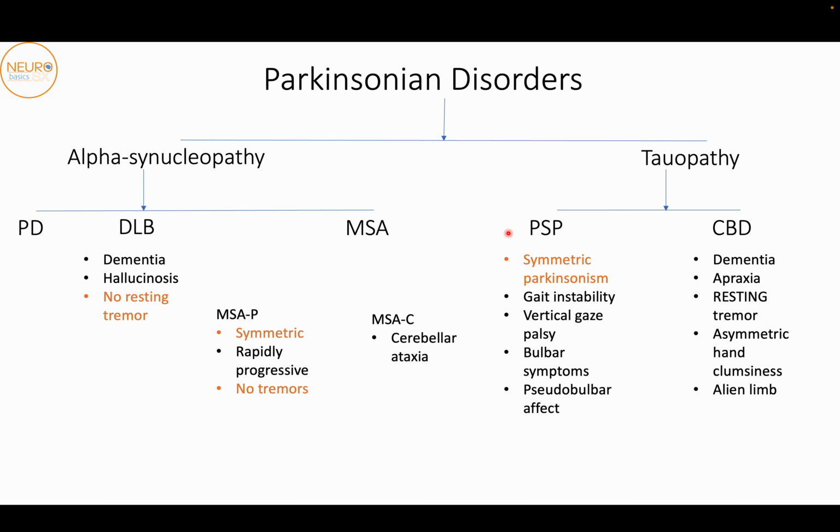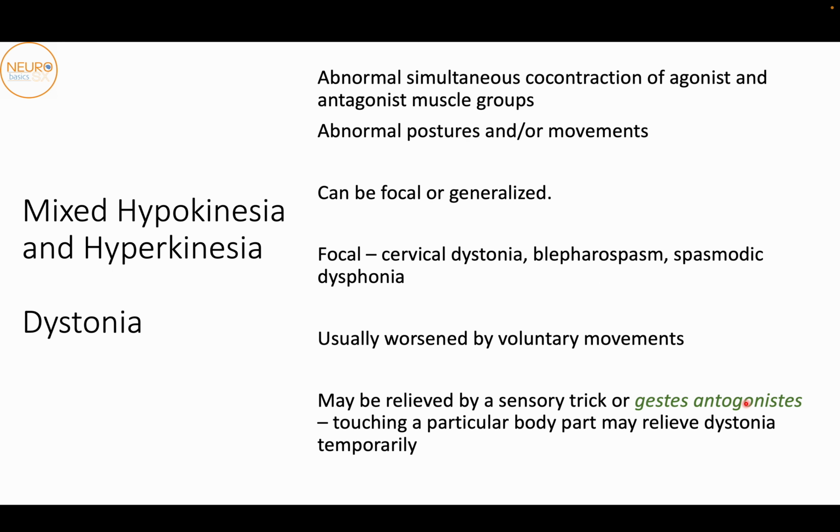Apart from MSA and DLB, 2 other important differential diagnoses could be PSP and CBD. PSP again has symmetric Parkinsonism and the characteristic features of PSP, that is gaze palsies and bulbar symptoms. In CBD, again, an important aspect is dementia, but it can be slightly difficult to differentiate from PD because there is a resting tremor and there are some asymmetric features. But they characteristically have features known as alien limb phenomena, where it looks like one of their limbs is just involuntarily acting out. So that can help you differentiate it from PD.